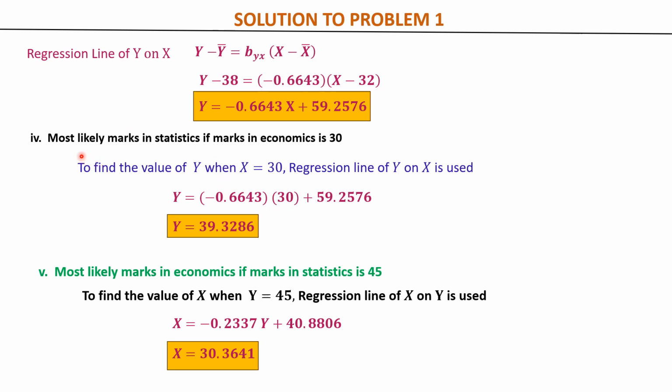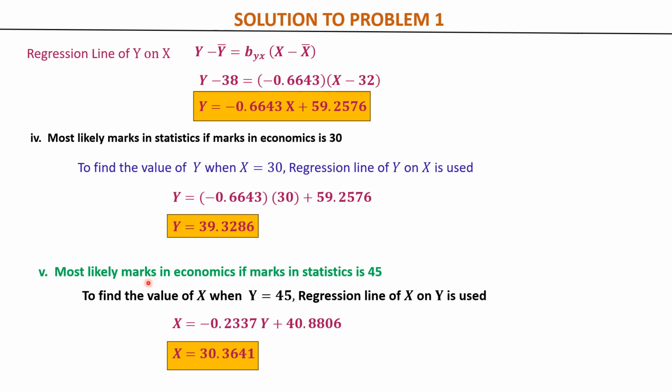Now, the fourth question was to find out what is the most likely marks in statistics if marks in economics is given to be 30. We have assumed that the marks in economics is x and marks in statistics is y. So the question says find the value of y when x is equal to 30. Meaning when y is required to be found, we use the regression line of y on x. So I take this equation which we have derived and I replace that x by 30, simplify it to get the corresponding value of y.